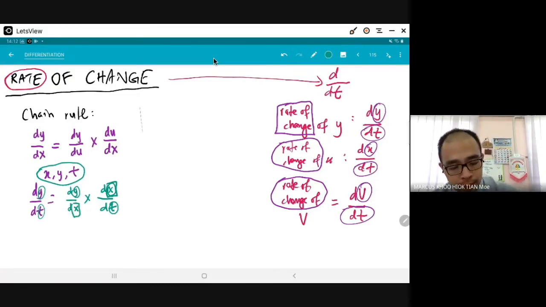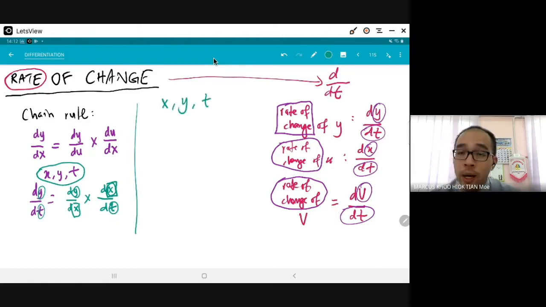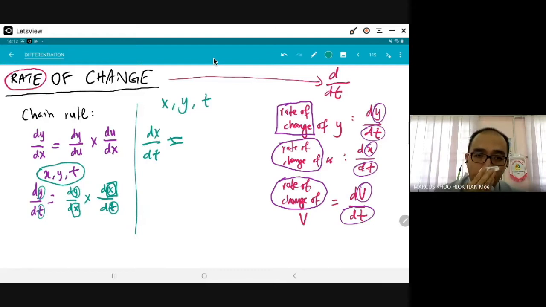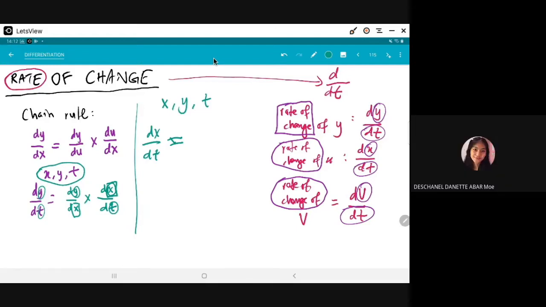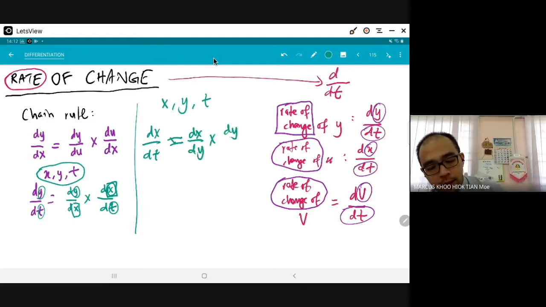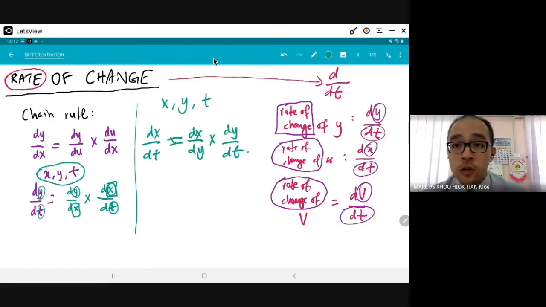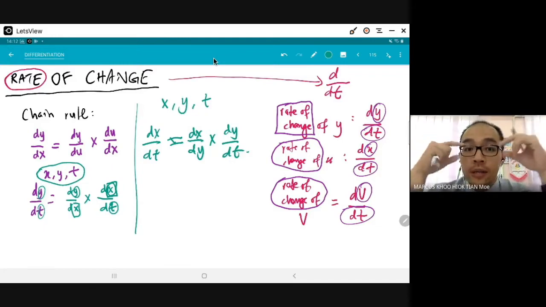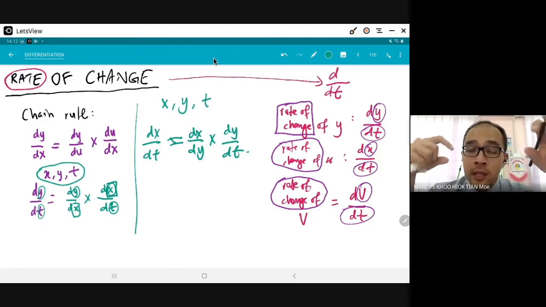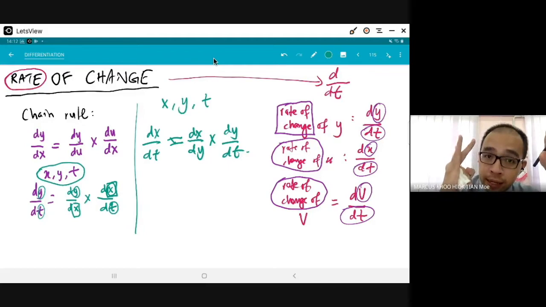Okay, in the same way. Now, same thing, astaga. Let's say I want to use the same 3 letters, x, y, and t. Now I want you to tell me what is dx dt. Form the chain rule. Somebody else besides Fadila? dx dy times dy dt. Okay, times dy dt. Okay, so forming the chain rule is a very important thing. Okay, as long as you know what are the 3 letters that are involved.